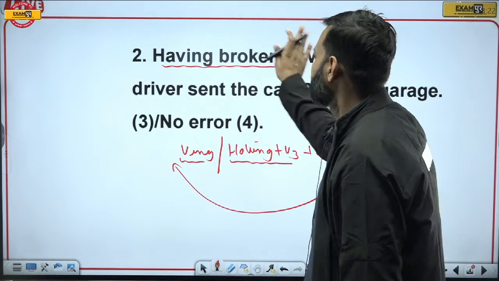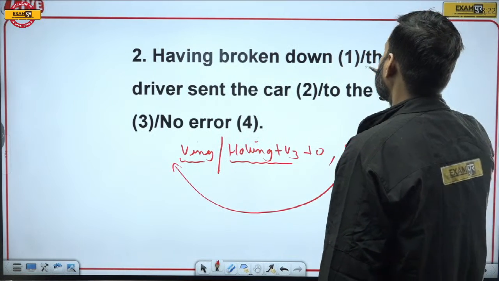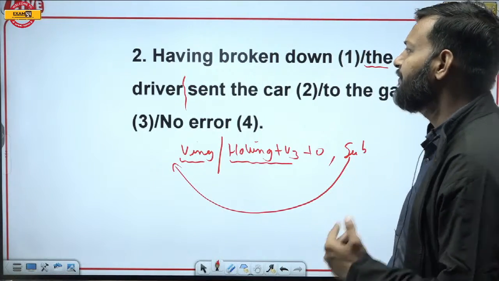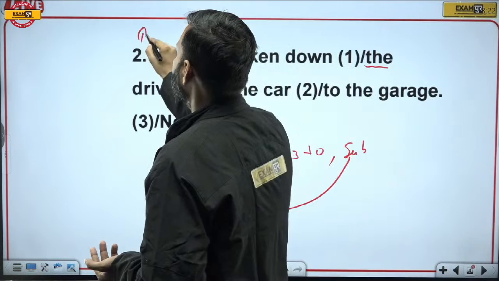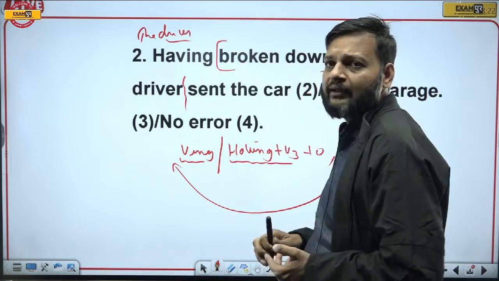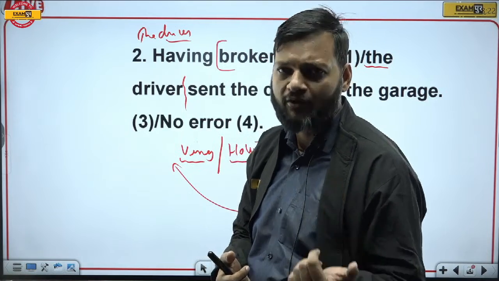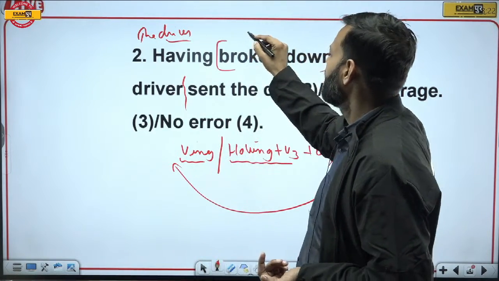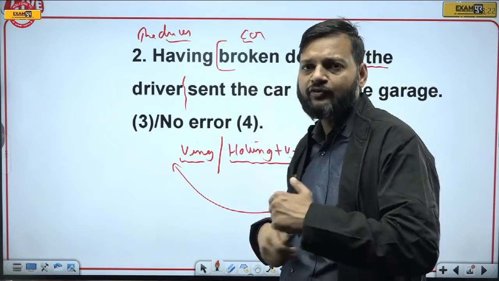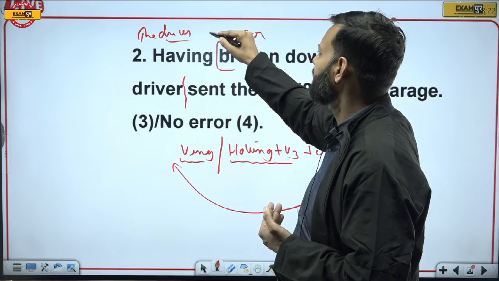For example, here the subject of the second clause is driver. But driver cannot be the subject of the participle. Why? Because here we are talking about broken down, and a driver cannot be broken down. A machine broke down. Broke down is a phrasal verb which means to stop working. So this broken down is for car. It means the subject of this clause is car, not driver. So the subject is mismatched, and if the subject is mismatched, it means the participle is wrong. The error is in the first part.